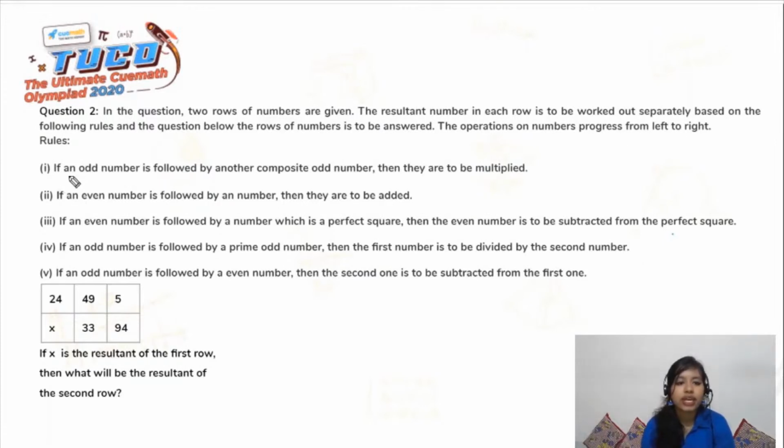So let's check out. If an odd number is followed by another composite odd number, then they are to be multiplied. If an even number is followed by a number, then they are to be added. If an even number is followed by a number which is a perfect square, then the even number is to be subtracted from the perfect square. And next is, if an odd number is followed by a prime odd number, then the first number is to be divided by the second number. If an odd number is followed by an even number, then the second one is to be subtracted from the first one. Okay, let's look into the first row.